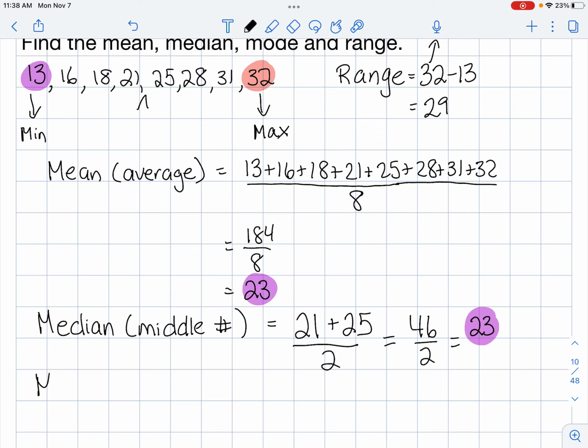And then finally, the mode is the most popular number or the number that shows up most frequently. In this list, all of the numbers are only listed once, so there is no mode. But if you had 2 of the same number anywhere in that list, it would become the mode. Or if you had 3 of one number and 3 of the other number, there could be 2 modes. But in this case, all of them are only listed once, so there is no mode for the data.